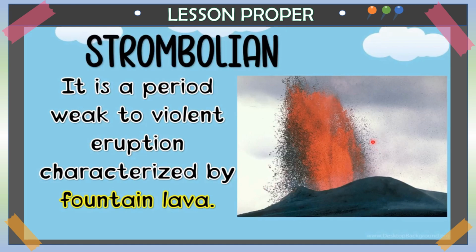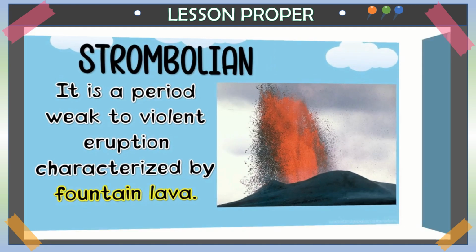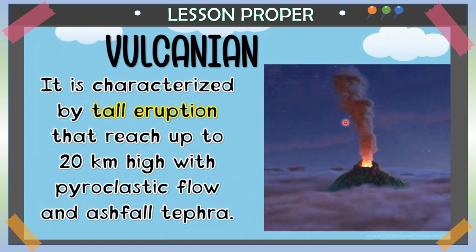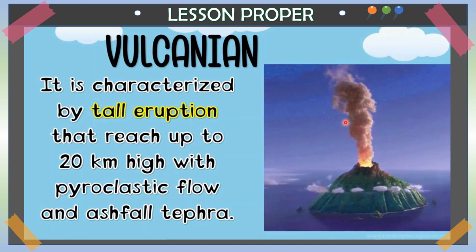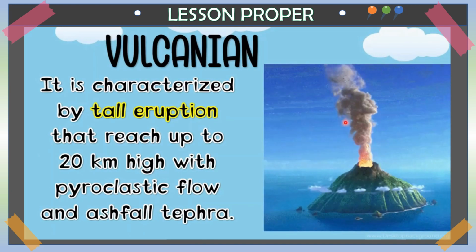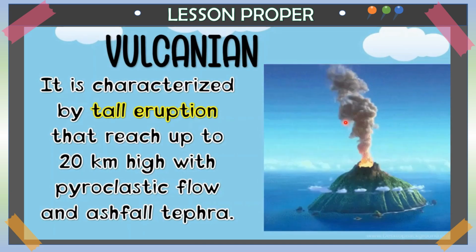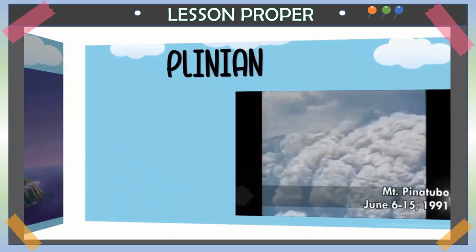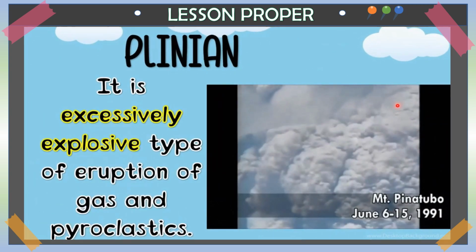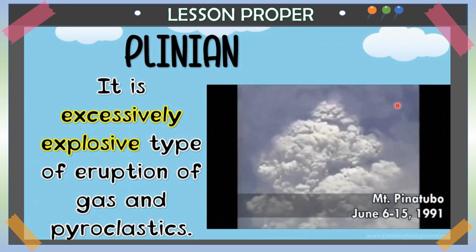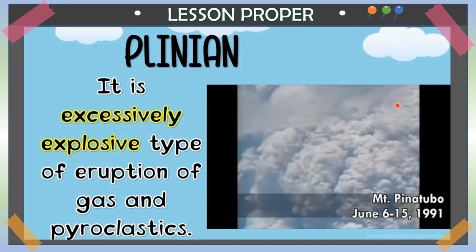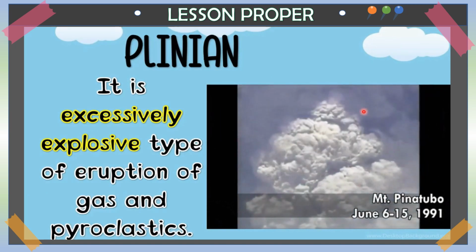As shown on your screen right now, it is a fountain lava. The fourth one is what we call Vulcanian. It is characterized by tall eruptions that reach up to 20 kilometers high with pyroclastic flow and ashfall tephra. Again, it is characterized as a tall eruption. Lastly, we have Plinian. It is an excessively explosive type of eruption of gas and pyroclastics. It is an intensely violent kind of eruption that happened to Mount Pinatubo in 1991.